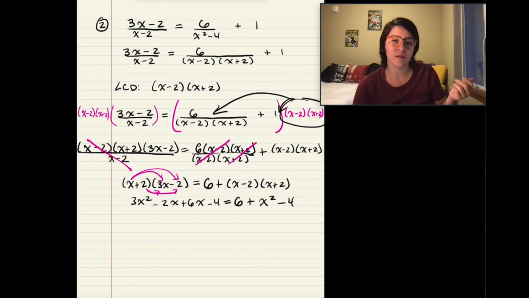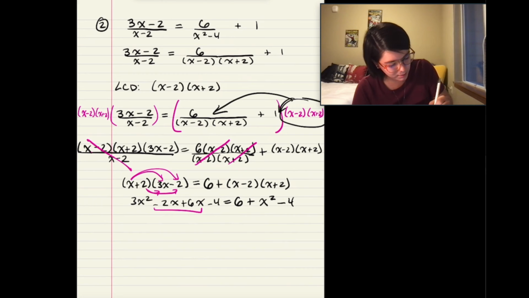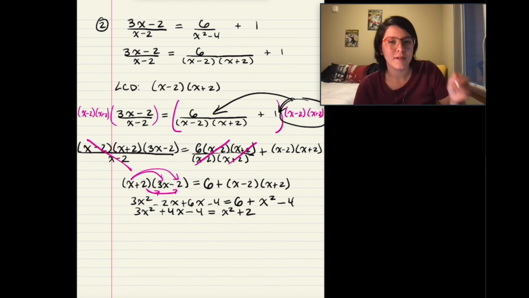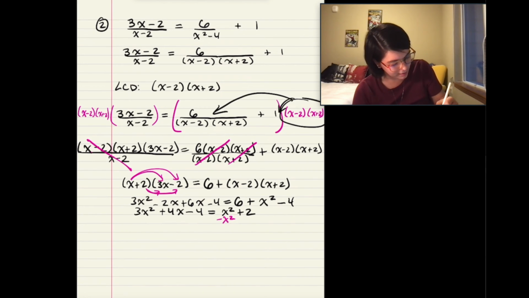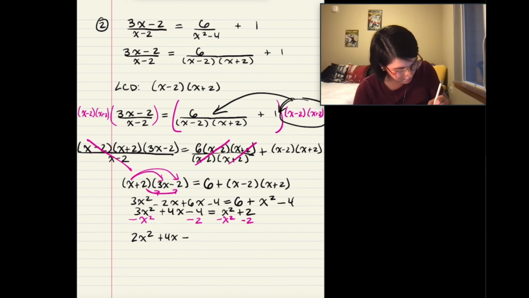So now we just have some like terms, so I'm going to simplify this a little bit. I'm going to add these middle terms, and on the right I'm going to add the 6 and the negative 4. So on the left we get 3x squared plus 4x minus 4 is x squared plus 2. And so now we have a quadratic on the left, a quadratic on the right. So I'm going to move everything to the left and make it just one quadratic. So I'll subtract x squared and 2. And we get 2x squared plus 4x minus 6 is 0.